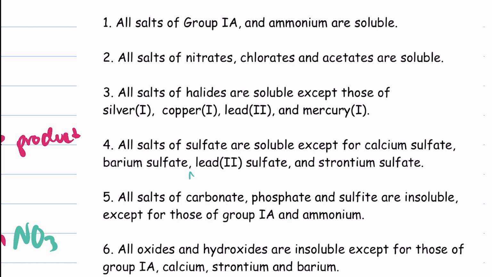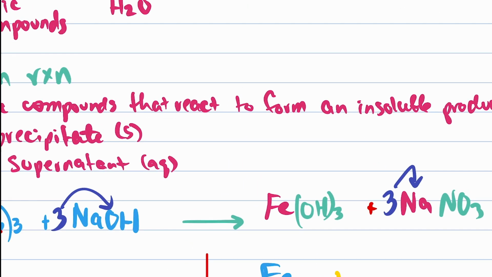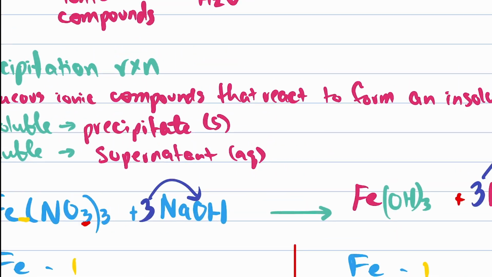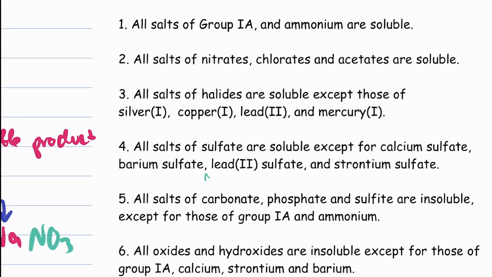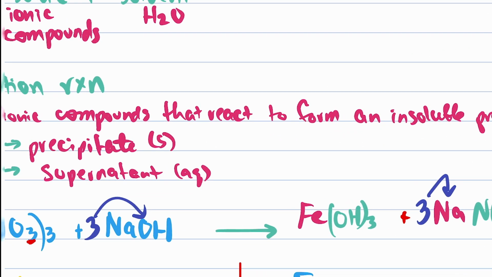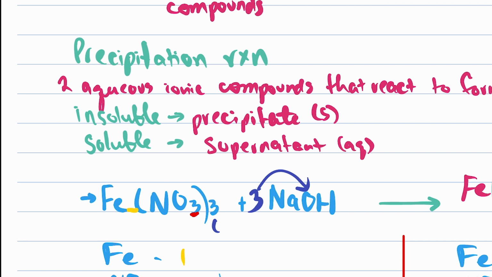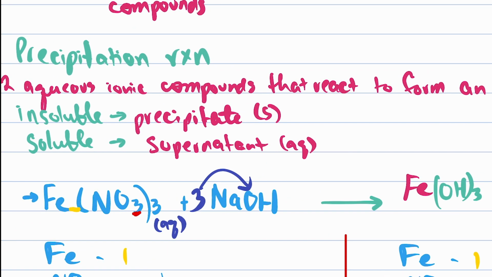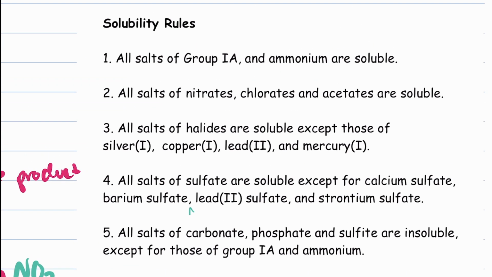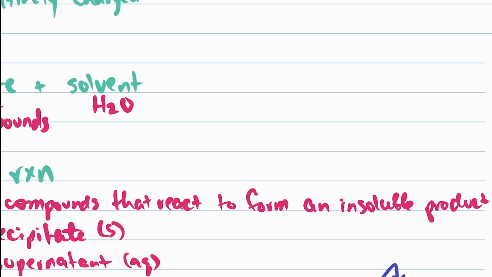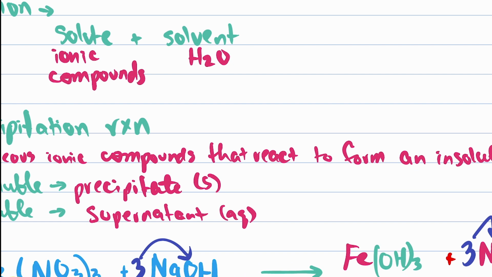So let's look at the first one. We've got iron and nitrate. So let's look for nitrate in here. Number 2, all salts of nitrates, chlorates, and acetates are soluble. If it's soluble, I'm going to be writing an AQ for aqueous. Okay, it's an aqueous solution. AQ. Sodium hydroxide. Rule number 1, all salts of group 1A and ammonium are soluble. So AQ, which is matching with what we already knew, right?